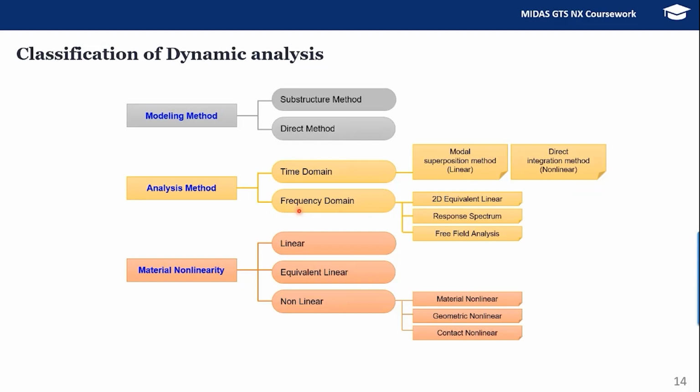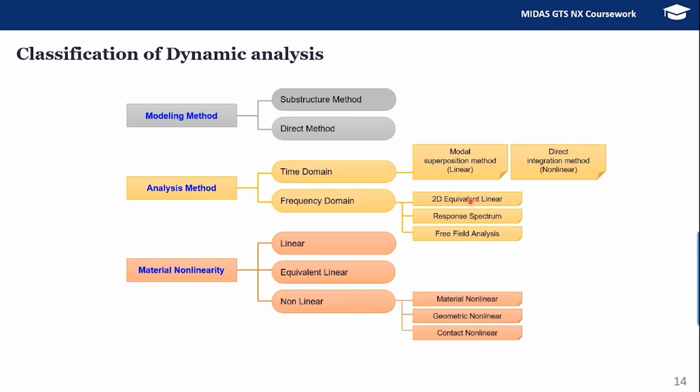So in the frequency domain, we have 2D equivalent linear analysis, response spectrum analysis, and free field analysis. So this free field analysis is nothing but 1D ground response analysis. Here, we do not consider any interaction between the soil and the structure. We just model the soil layers and see how the amplification of the input wave happens when it reaches the surface. It's a 1D ground response analysis, basically. Here there won't be any interaction between soil and the structure.